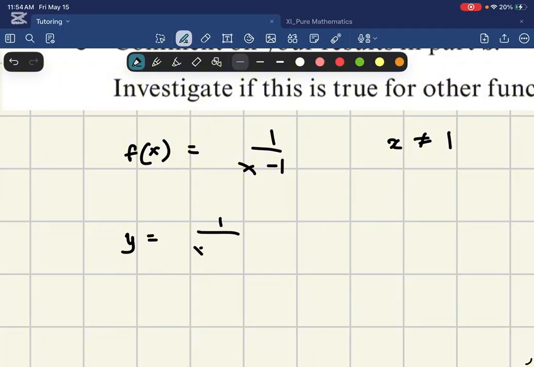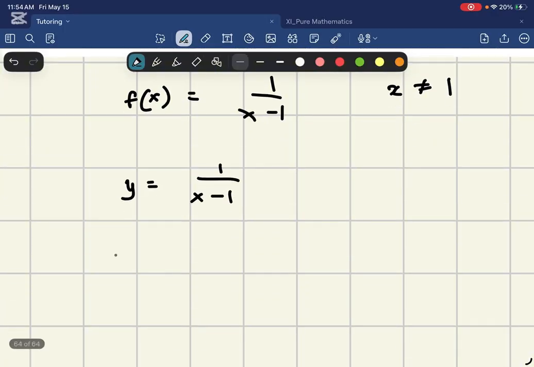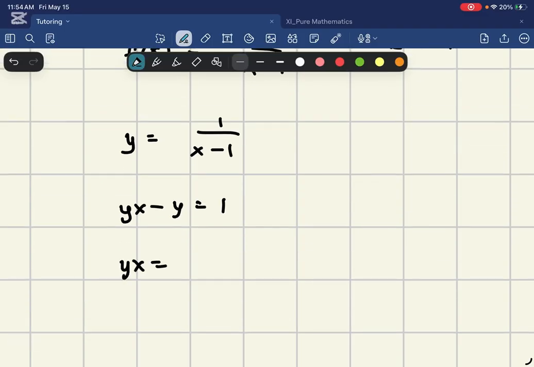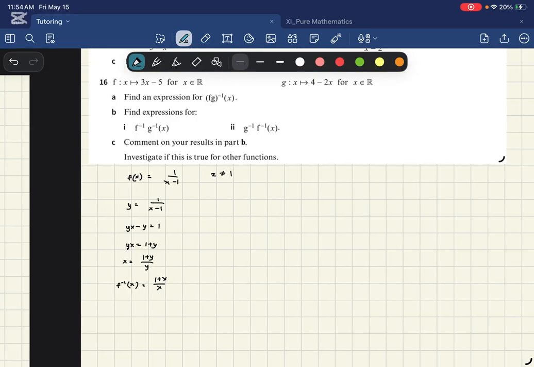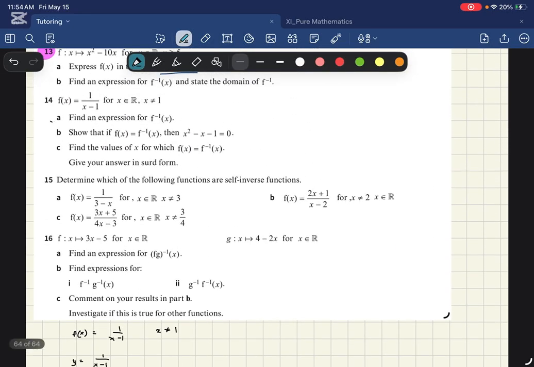That is routine, right? If you multiply by x minus 1 on both sides, you get yx minus y is equal to 1. yx is equal to 1 plus y. x finally is equal to 1 plus y over y. And therefore, f inverse of x is 1 plus x over x. So that is the expression.